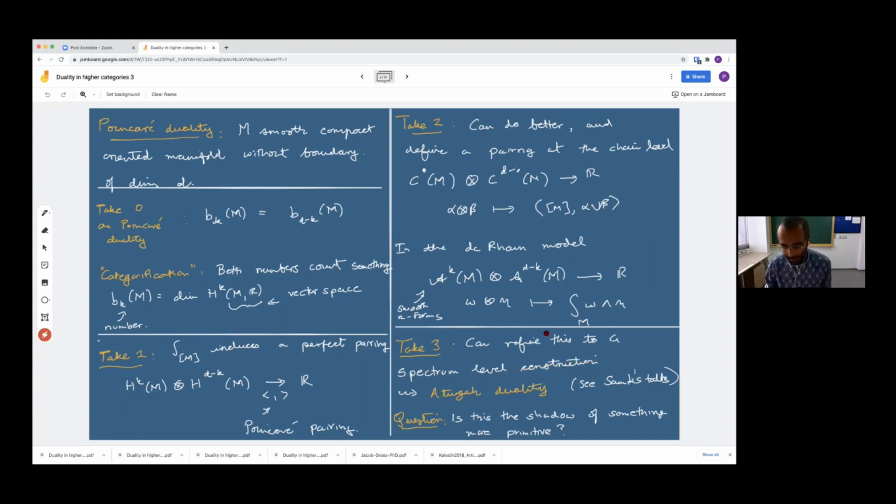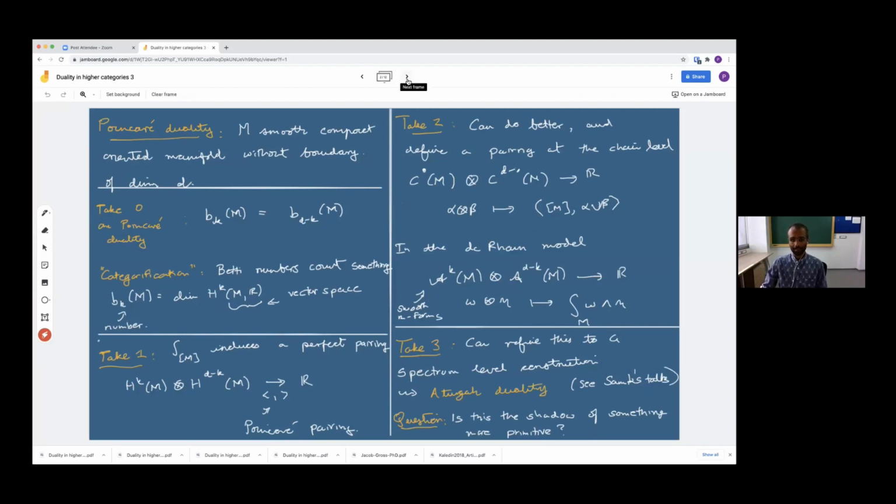Now you can further ask, so we went from number to vector space, and from vector space to cochain complex, and from cochain complex to spectrum. And now you can ask whether all these things, the cochain complex level pairing or the spectrum level pairing, is this the shadow of something more primitive? Okay, so I'll try to make precise what this could be.